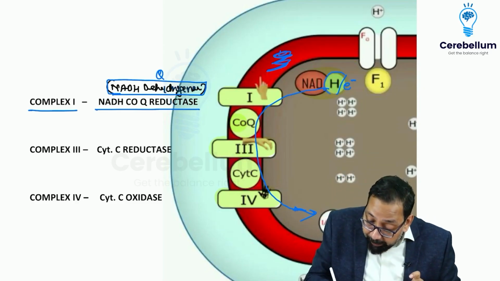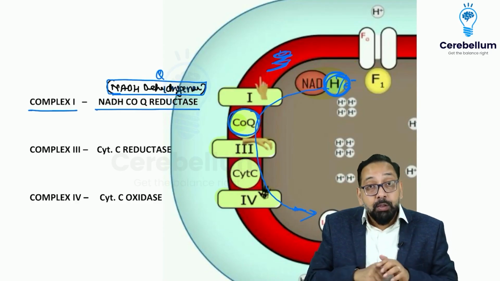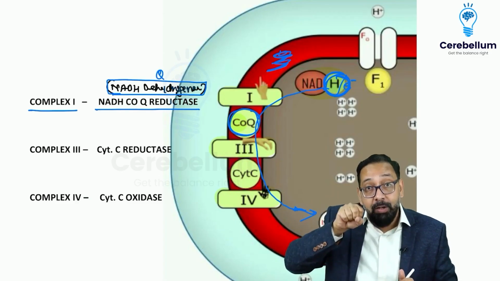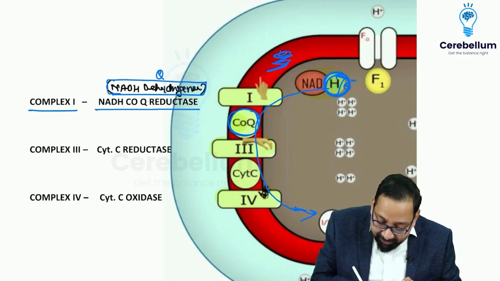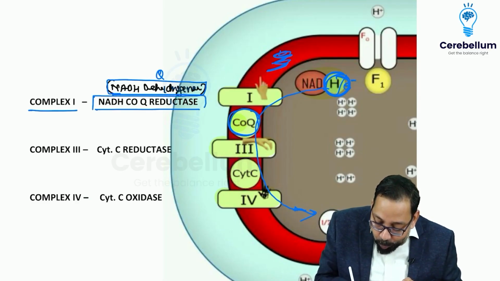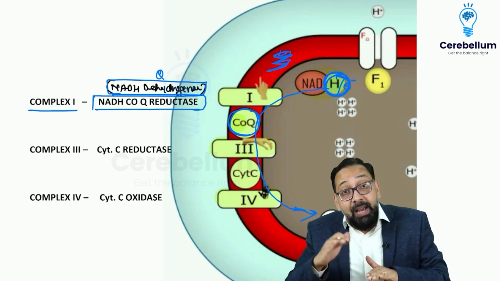Complex 1 takes hydrogen from NADH and gives it to coenzyme Q. So complex 1 removes hydrogen, and if it removes hydrogen, that is dehydrogenase. So the actual name is NADH coenzyme Q oxidoreductase. But you will understand with the help of animation.